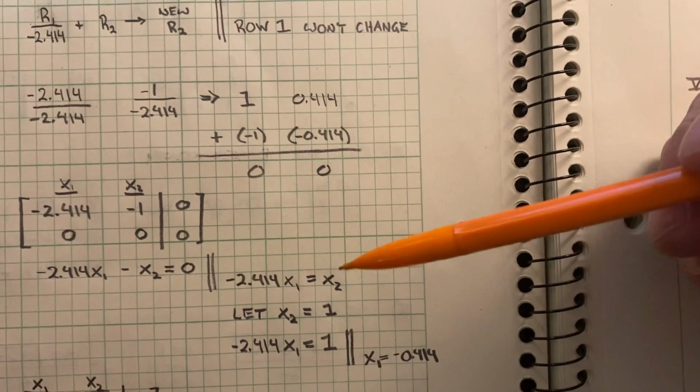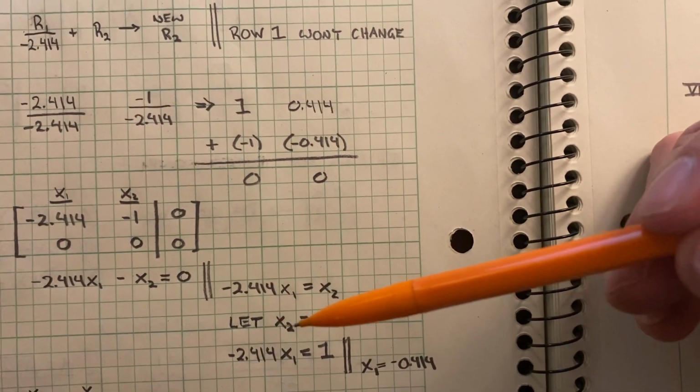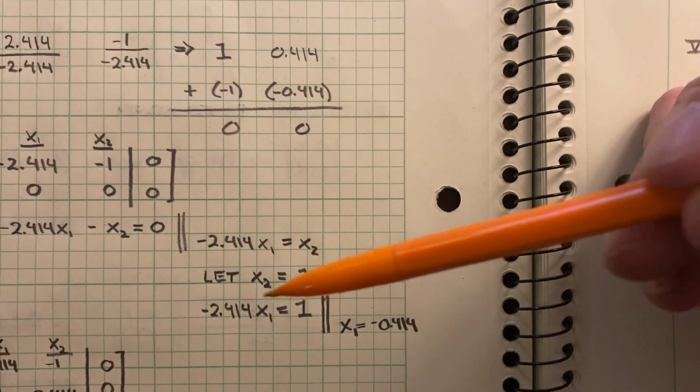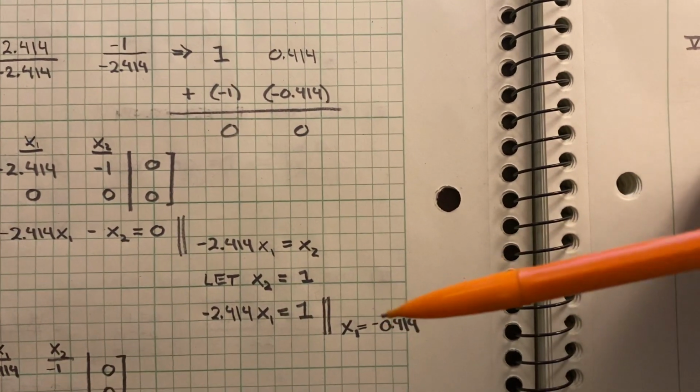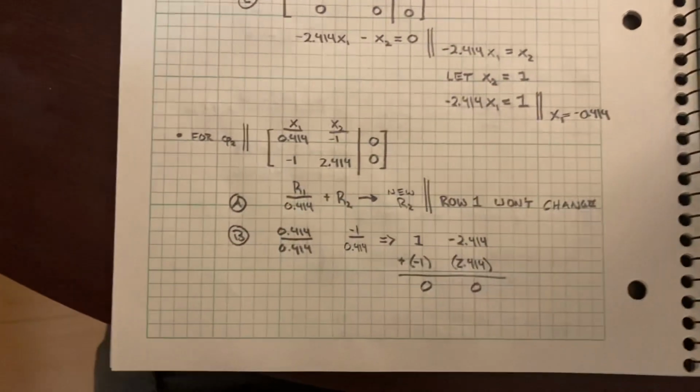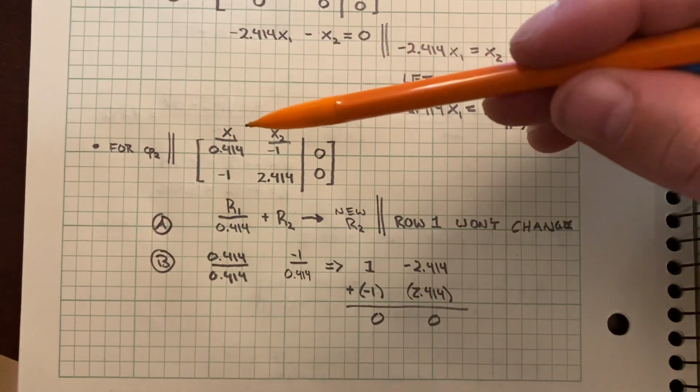Now we'll put x2 on the other side, and we're going to let x2 be equal to 1. And now we're solving an equation with one variable. x1 is equal to negative 0.414. Moving on to phi 2.